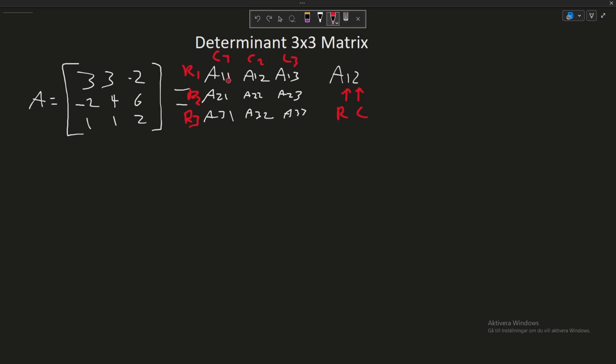So the first step is to take row 1 and column 1. And you can see this creates a 2 by 2 matrix here. So basically we're gonna take the number which we took here, which was A11, and we're left with this. So you can type this out.